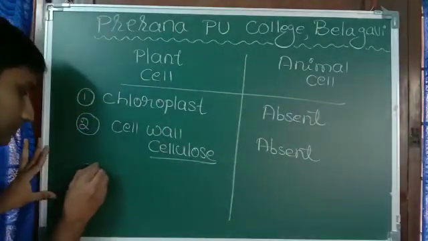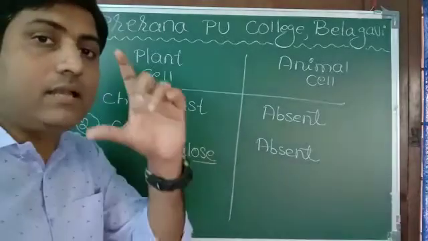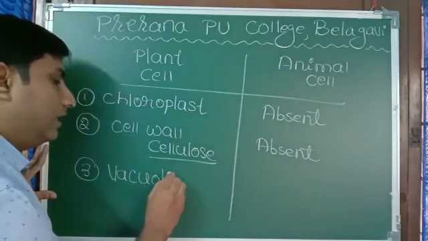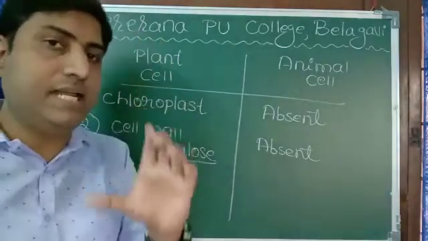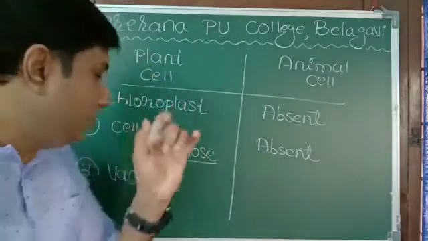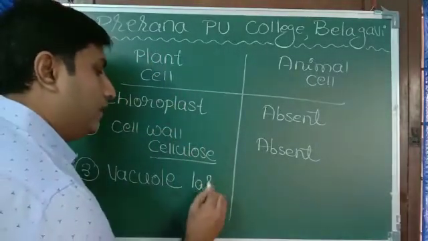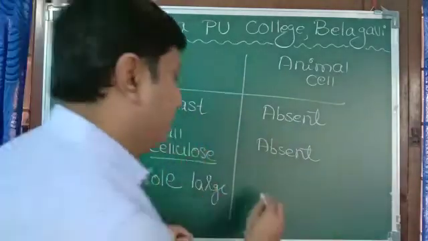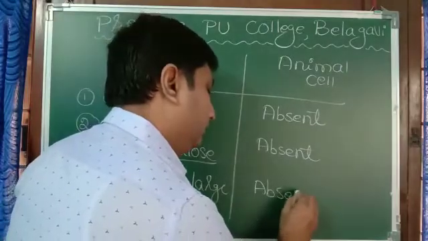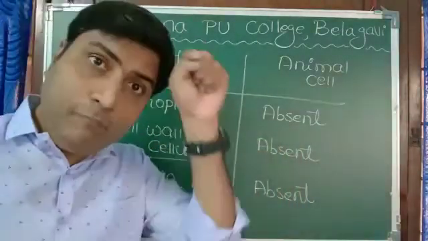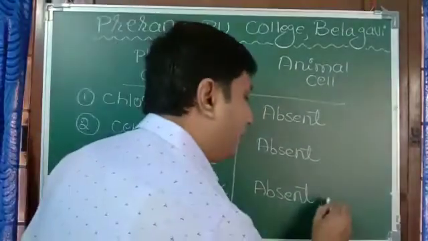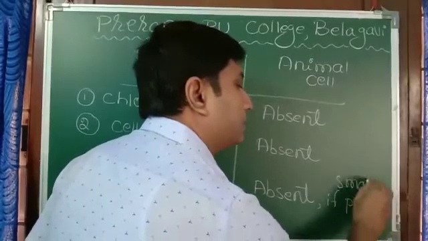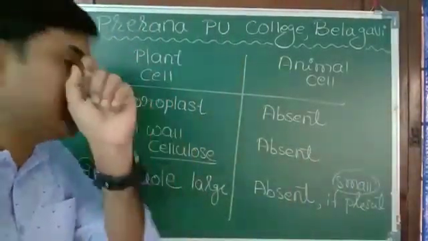Third one: the plant cell contains a large vacuole. Generally at the center of the cell, a large vacuole is present. Whereas in the animal cell, it is absent, and if present, sometimes, it is of very small size.